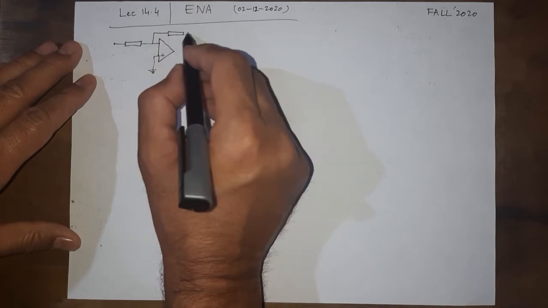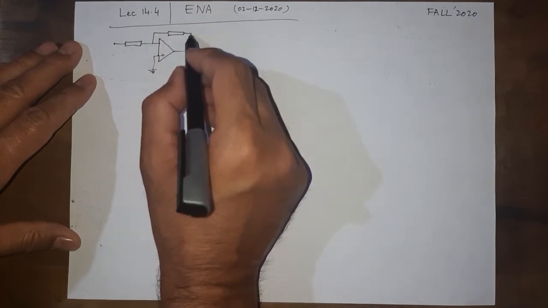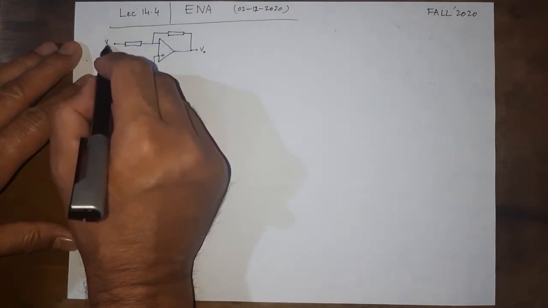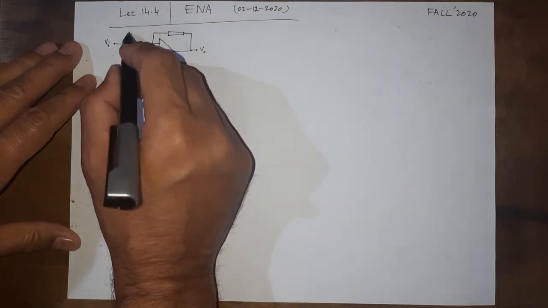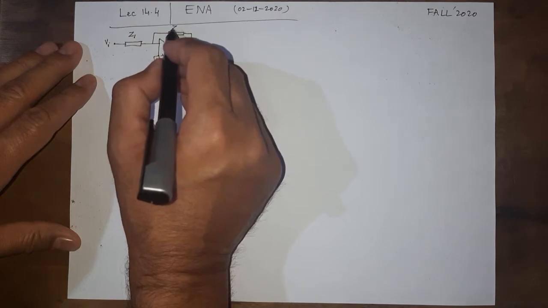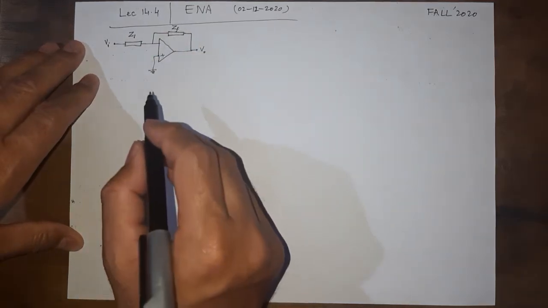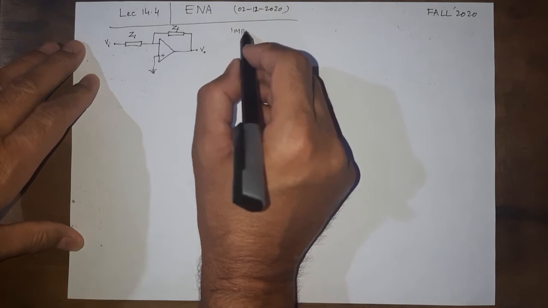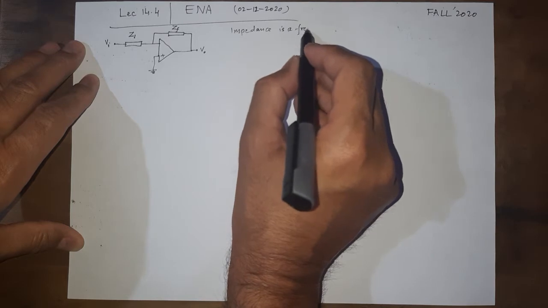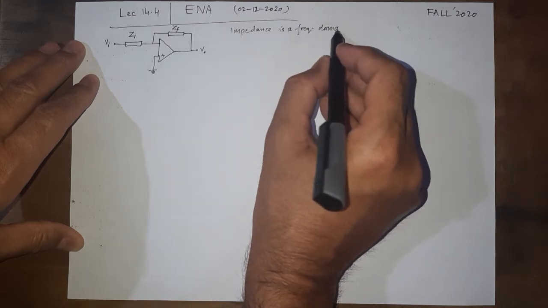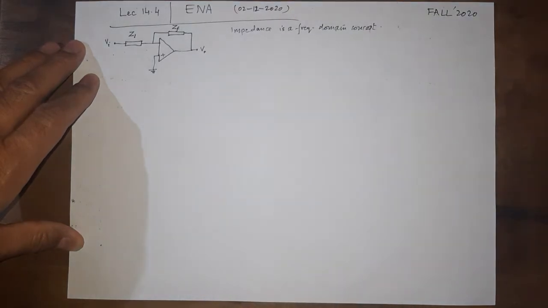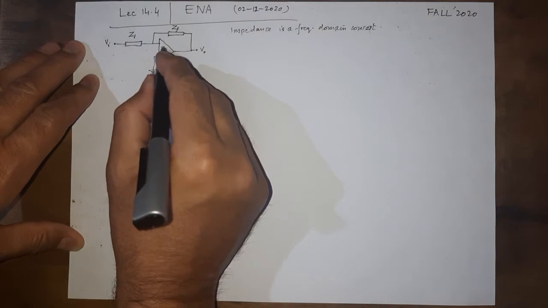And suppose this is an impedance as well. So we are taking the output from here and we are applying some input here, and this is, say, Z1, and this is the impedance ZF. Remember, impedance is a frequency domain concept.